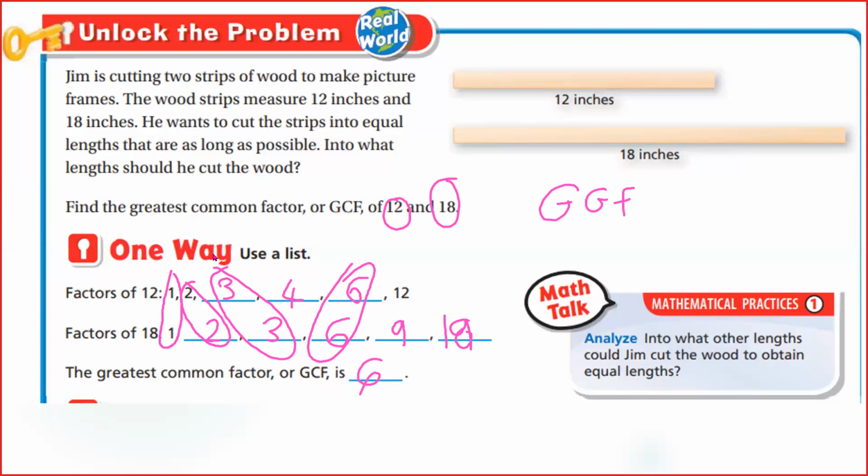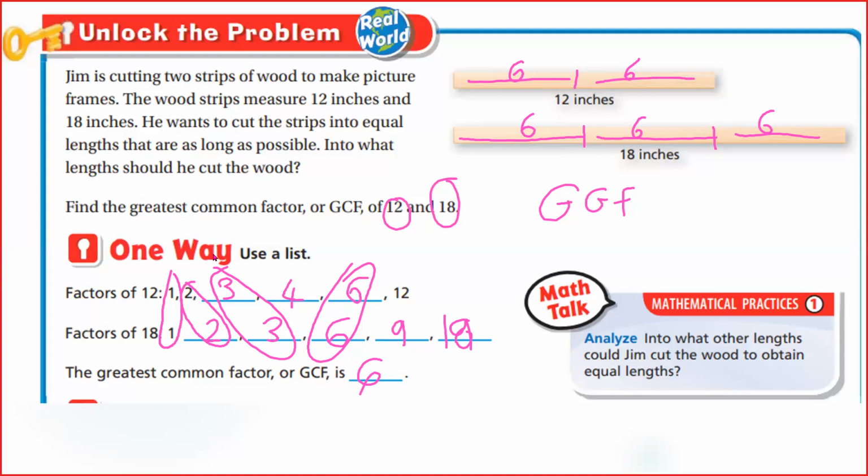So that means when he cut the 12 inches, he cut it by 2. And the second one here, he cut it by 3 in order to get each piece 6 inches. So now they can bring 5 pieces or 5 strips of wood that are equal. This is by using the greatest common factor.